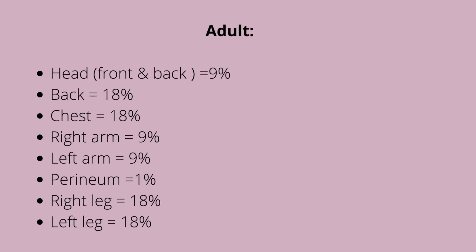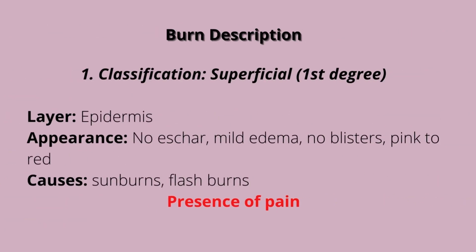The back and the chest of the adult is 18%. Right and left arm, 9%. The perineum is 1%. The left and right leg is 18%. Okay? Each one of them.